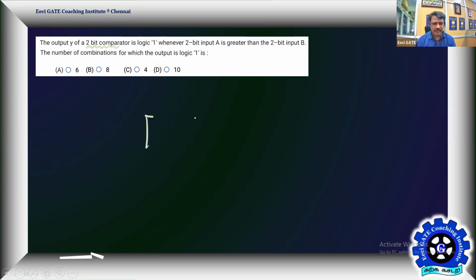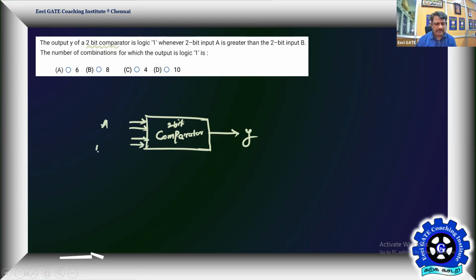So what we have is a combinational logic design. We call it a comparator, a binary comparator, a 2-bit binary comparator, producing only one output Y. Having 2-bit data for A and 2-bit data for B, so we have a 4-bit input actually. A data has A1, A0, and B data has B1, B0, MSB and LSB. So the point is this, have a table quickly.